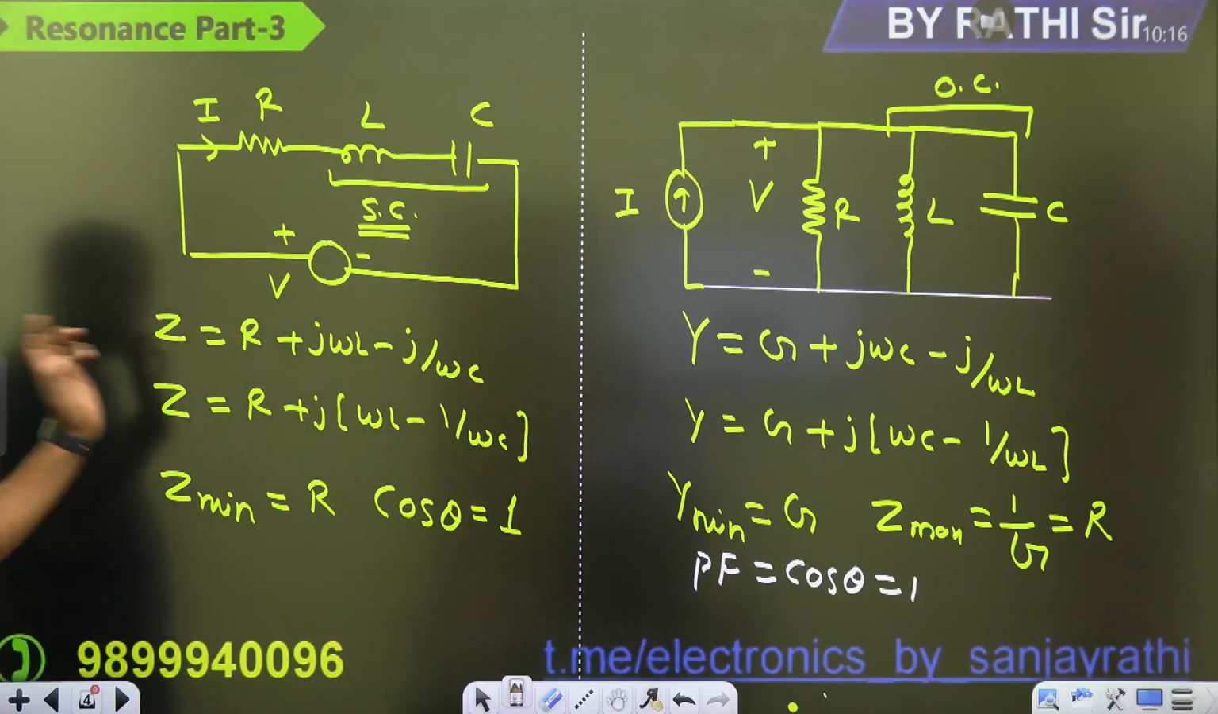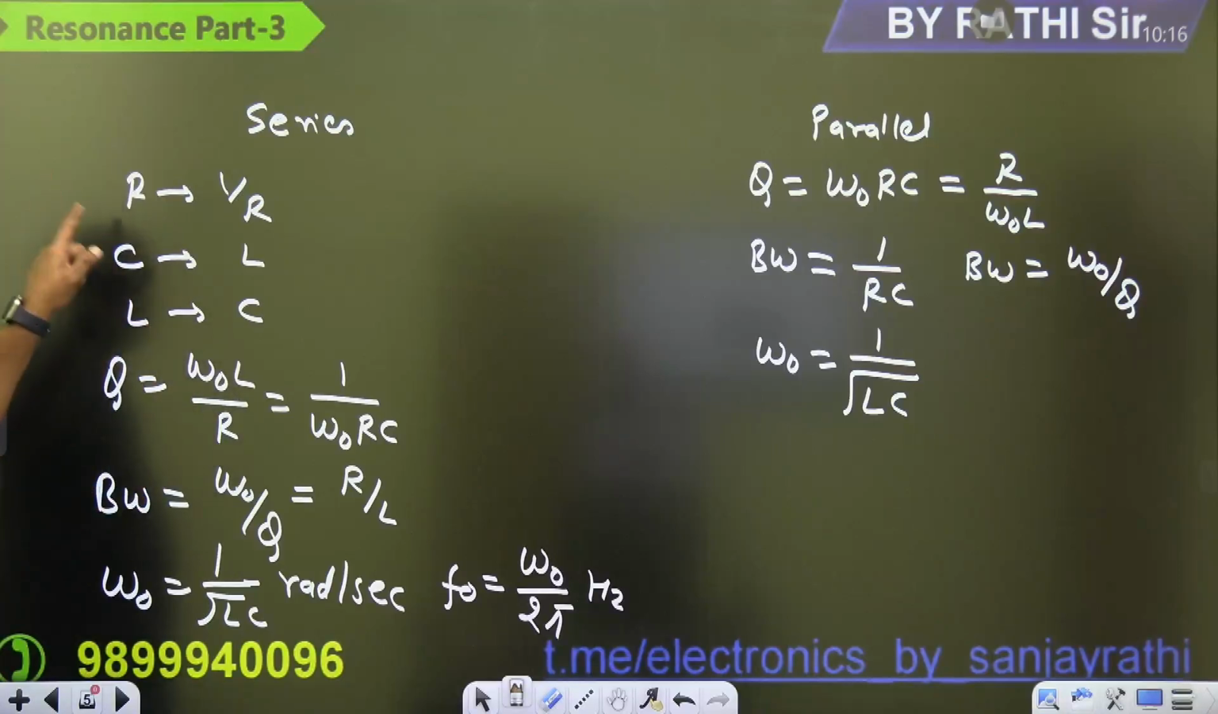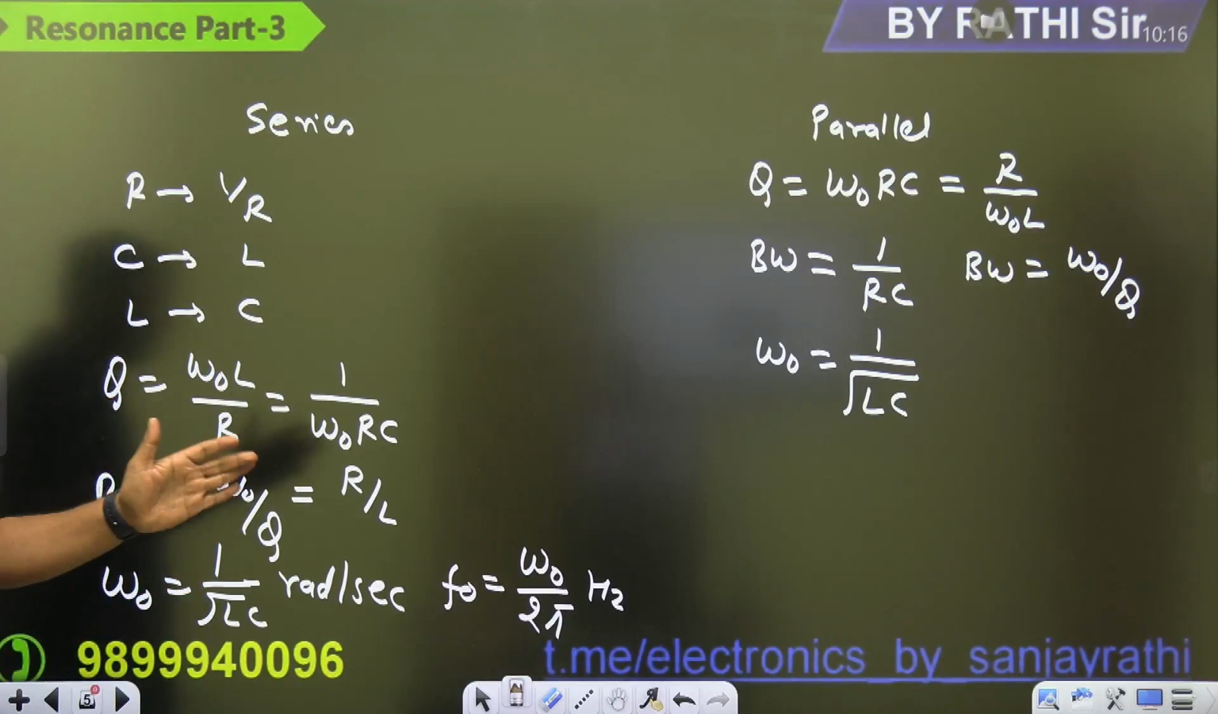Now these are the formula. R is replaced by 1 by R. If you want to get the formula between series and parallel, then R is replaced by 1 by R, C is replaced by L, L is replaced by C. The main formulas are quality factor, bandwidth, and the resonance frequency, and so on.